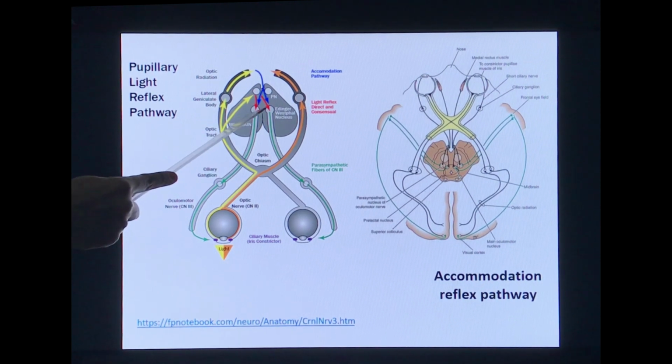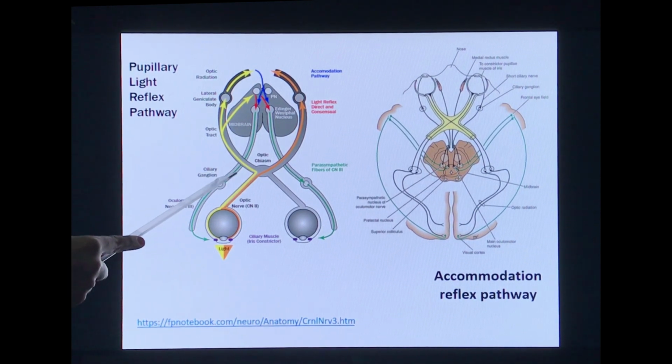This is due to the afferent fibers reaching both Edinger-Westphal nuclei, which are the parasympathetic nucleus of the oculomotor nerve. It goes to the ciliary ganglion, then postsynaptic fibers travel through the short ciliary nerves, which supply the constrictor pupillae. So this is the pupillary light reflex pathway.